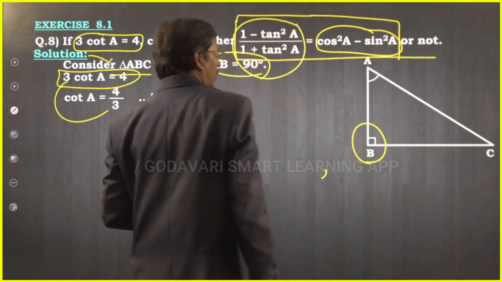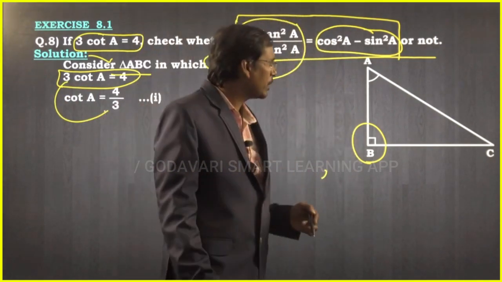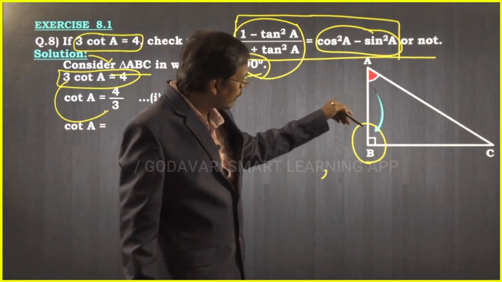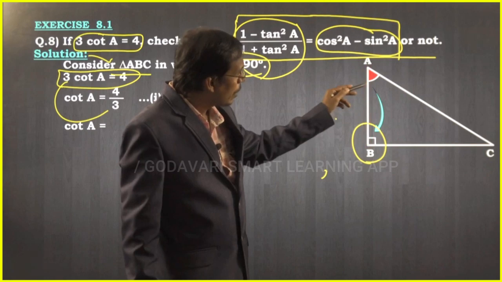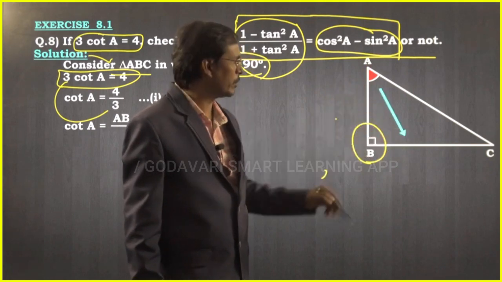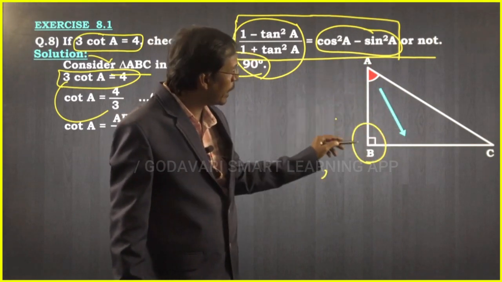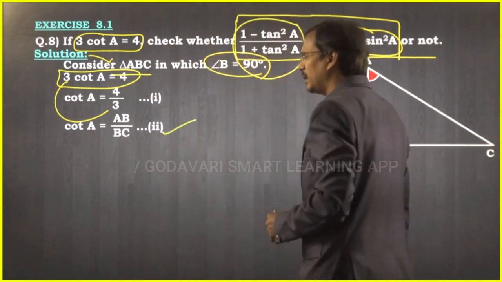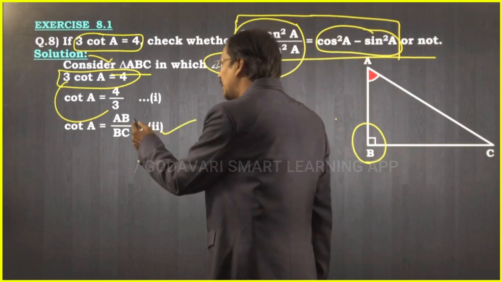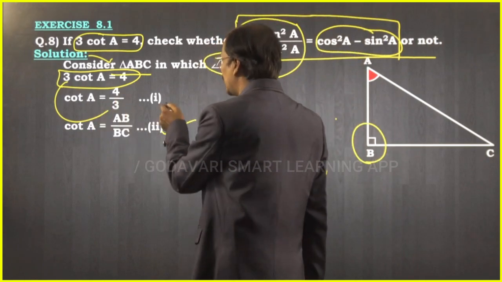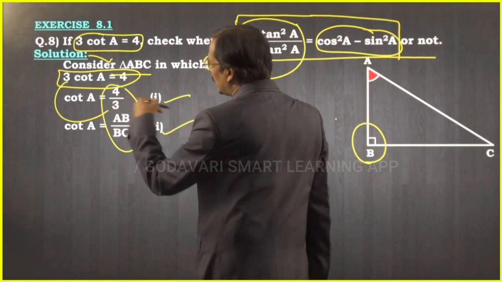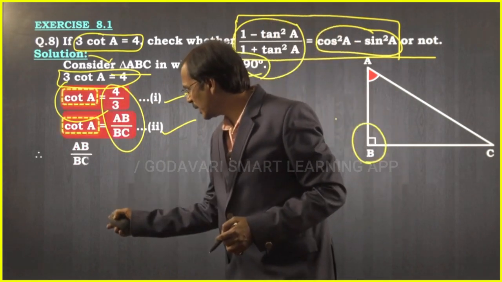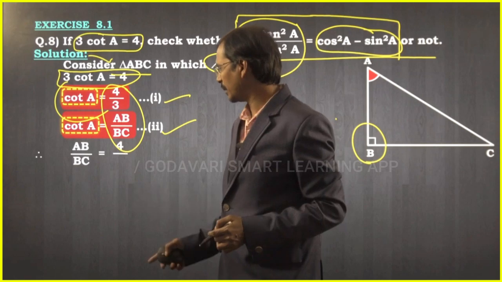From the diagram, cot A is the adjacent side by the opposite side, that is AB by BC. Therefore cot A is equal to AB by BC, that is equation number 2. This is from the diagram. From the given data in equation 1 and 2, 4 by 3 is equal to AB by BC. Therefore AB by BC is equal to 4 by 3.